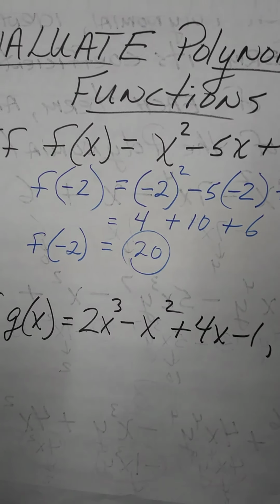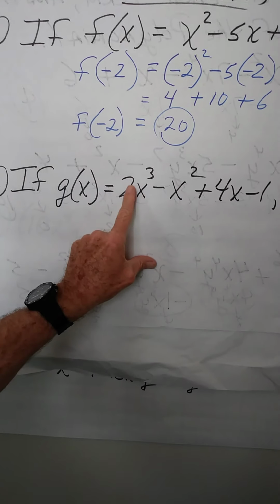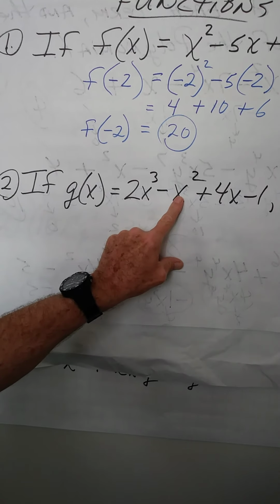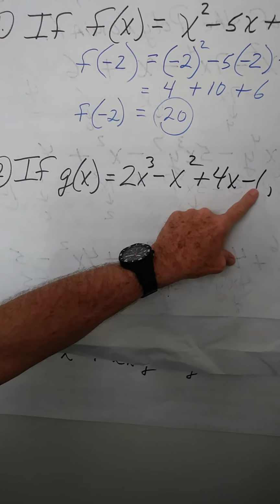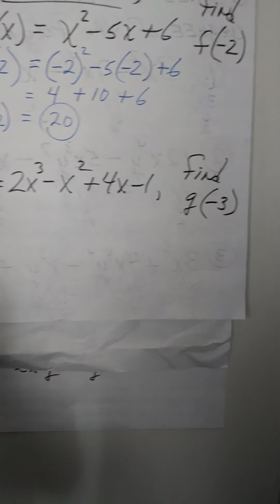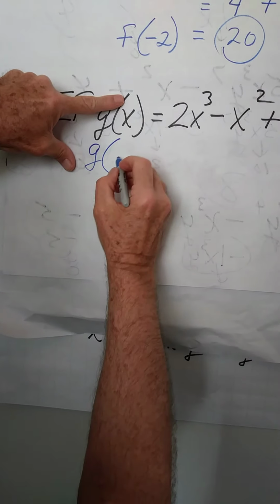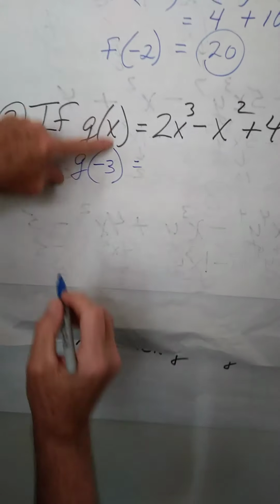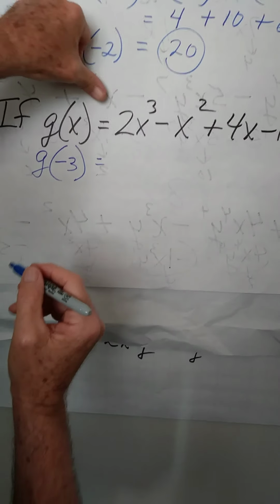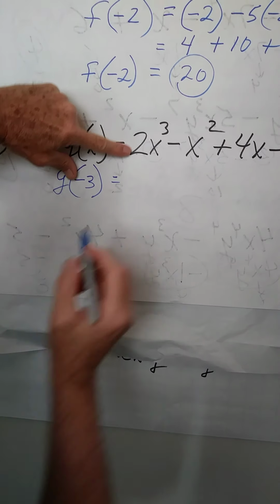Number 2, if the value of function g when the domain is x is equal to this polynomial range, is equal to 2x cubed minus x squared plus 4x minus 1. Find the value of function g when the domain is -3. So we begin. The value of function g when the domain is -3 will be equal to, now a little bit more time to give to substituting this right. Bring down that coefficient of 2.